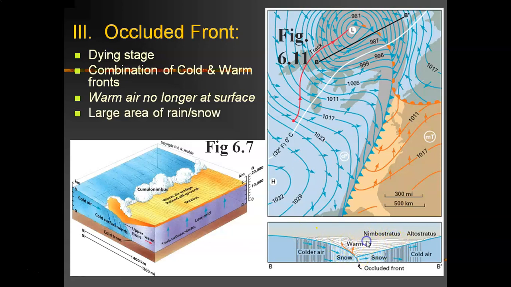Now, if this occurs in wintertime, this would be a big snow producer, all right? Big snow producer. And so you get a large area, a really broad area of rain or snow, and it usually lasts for days and days and days, just kind of sitting over an area, with a low circulating around. And so this darker area is showing the rain shield associated with the occluded front. And it really is quite miserable weather.